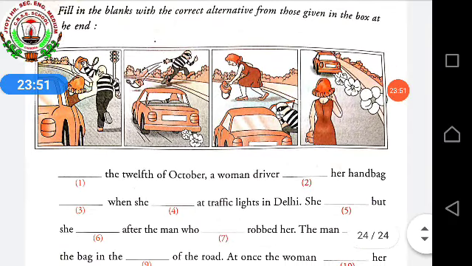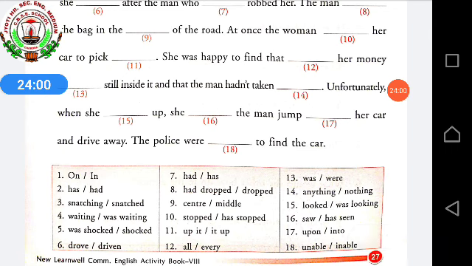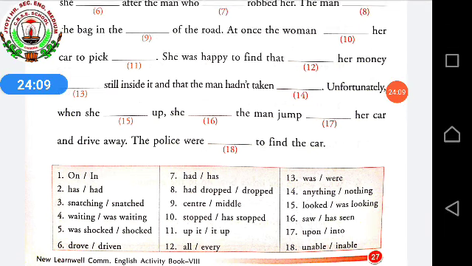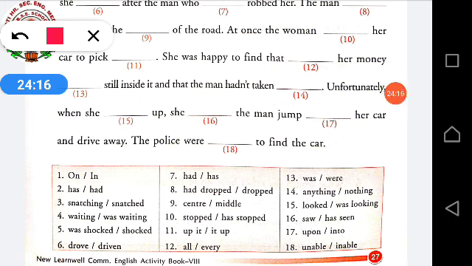So I'll be reading. Dash the 12th of October, a woman driver. Dash means first fill-up, what is given, on or in. So what will come? On the 12th or in the 12th? So on the 12th. On. First one is on.